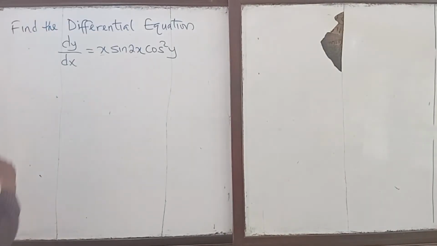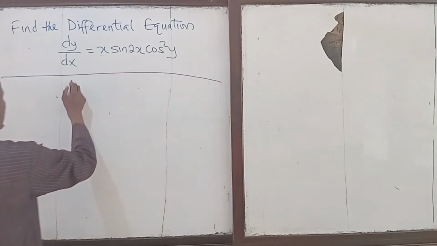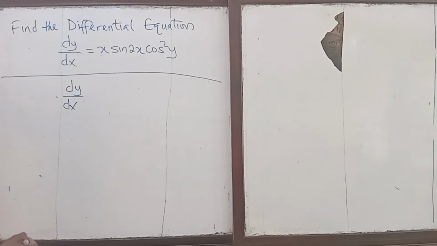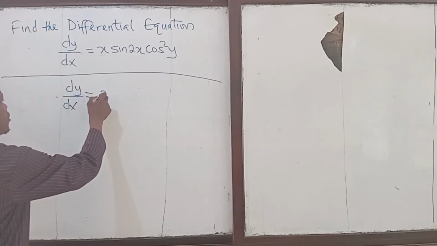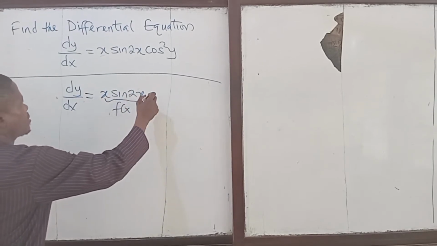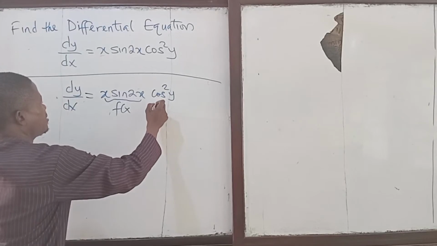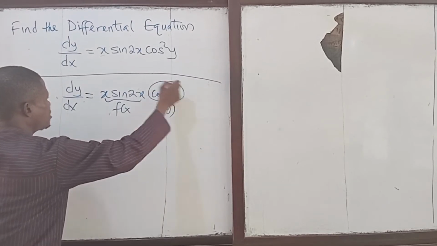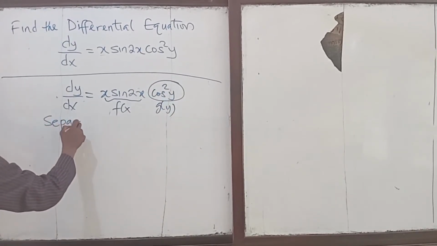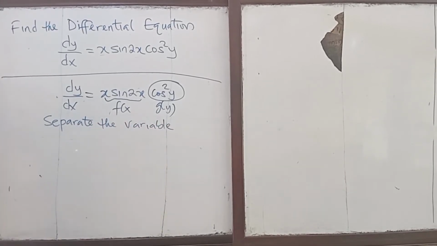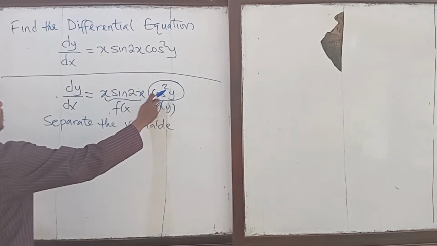So you realize that your dy dx, you're going to find the differential equation or solve the differential equation. You realize that your dy dx is having two functions: x times x, that's f of x, and then we have this one, cos squared y. This is g of y. So we're going to use what? Separate the variable, by removing this one from here, and that will be equal to what?